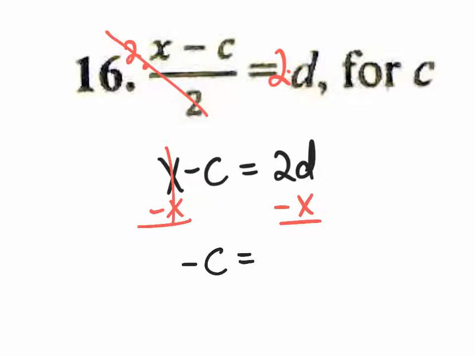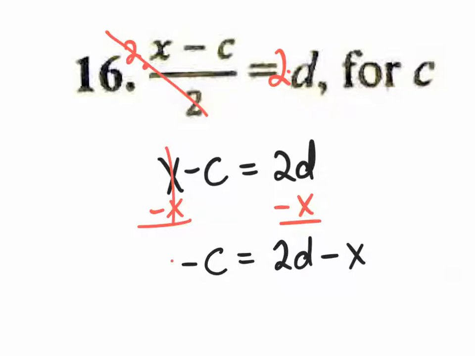I do have a negative c equaling 2d minus x. That's right. Now for my final step here, I don't want this to be a negative c. I want it to be a positive c. So I could either multiply both sides by -1, which means multiply everything by -1, or I could divide everything by -1. Whatever you choose. I'm going to multiply everything by -1.